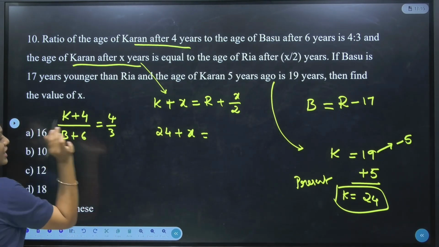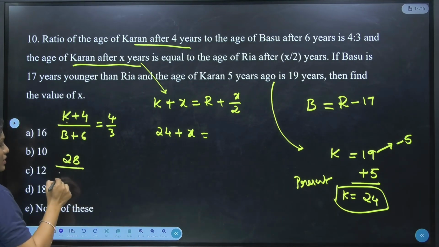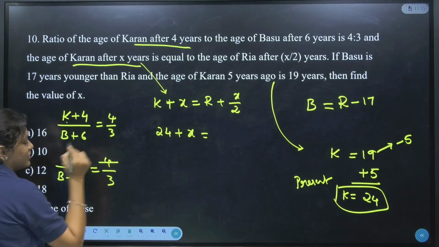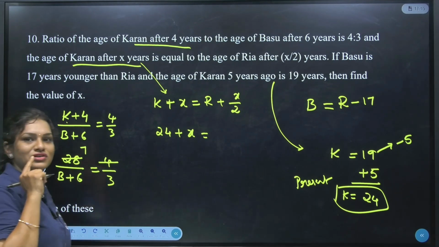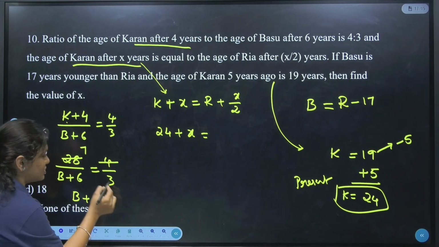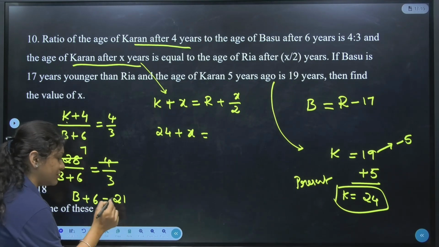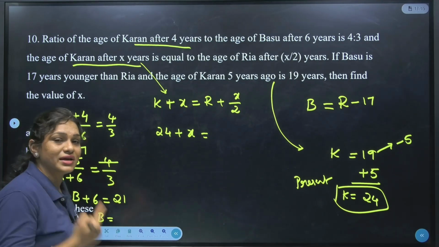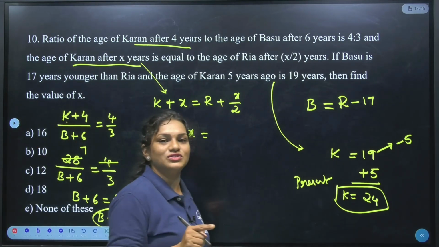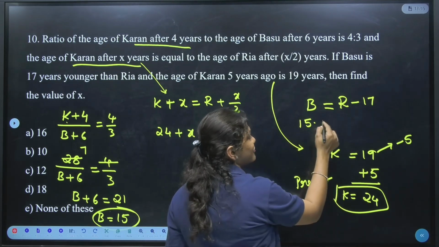Since the K value is 24, 24 plus 4 is 28 upon B plus 6 equals 4 upon 3. If I cancel further, 4 sevens are 28. Further simplifying, B plus 6 equals 3 into 7, which is 21. So B equals 21 minus 6, which is 15. So we got the value of B as 15 years.